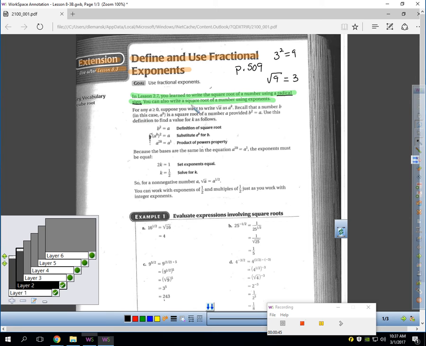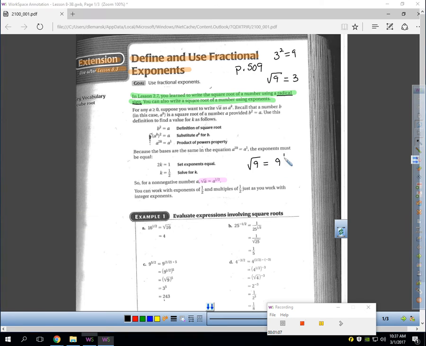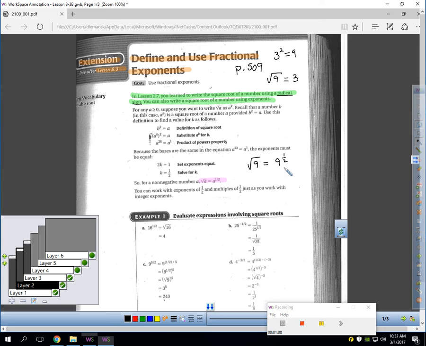You can also write a square root of a number using exponents. The square root of a is equal to a to the 1/2 power. So in other words, the square root of 9 would equal 9 to the 1/2 power. Why don't you pause the video real quick and plug in 9 to the 0.5 power on your calculator, and you'll see you get 3.